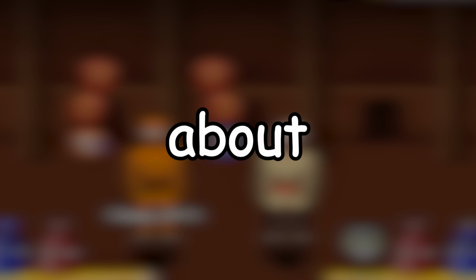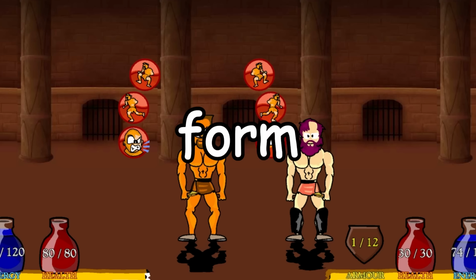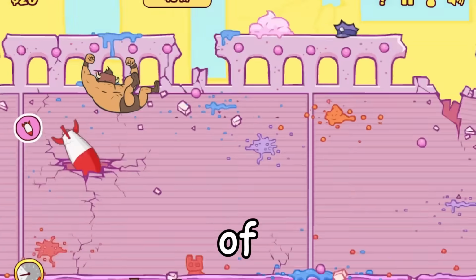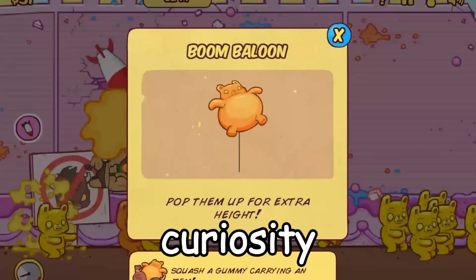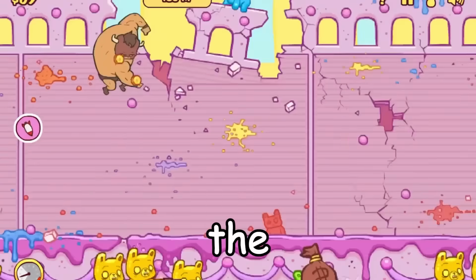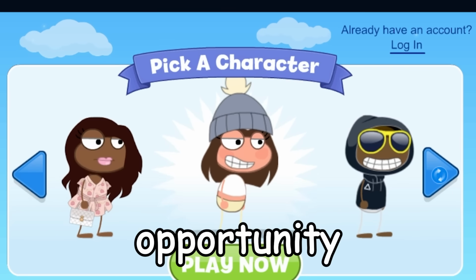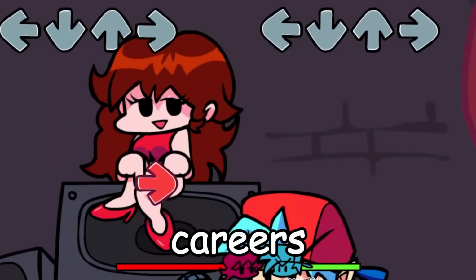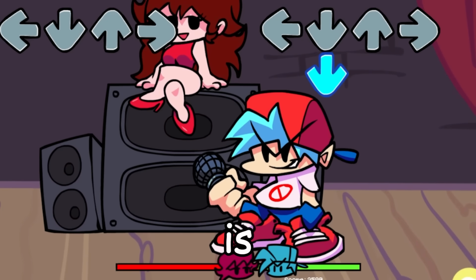Browser gaming lasted about 20 years in any meaningful form. It was chaotic and unpolished and often bad. It was also the first time in the history of games that anyone with enough curiosity and time could make something and show it to the world. And the number of people who took that opportunity and ran with it, who went from posting games on Newgrounds to building careers that changed the shape of the games industry, is hard to overstate.